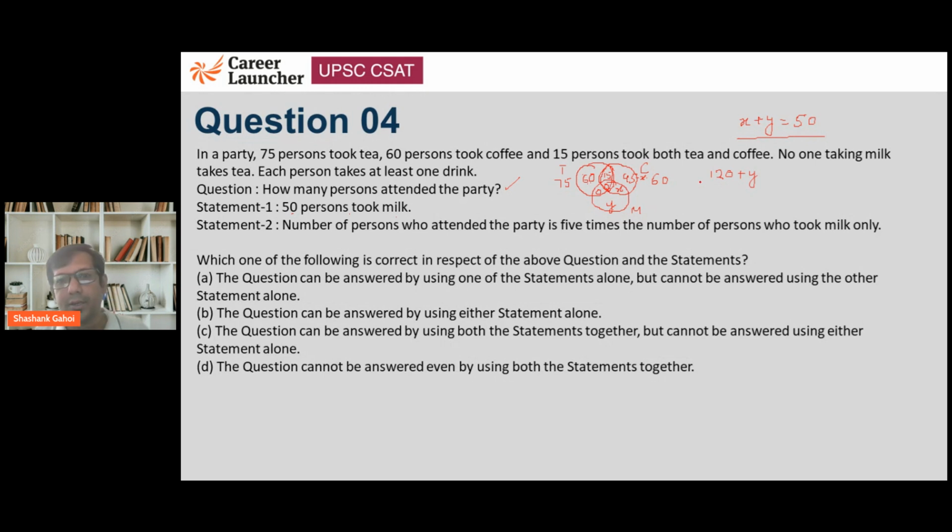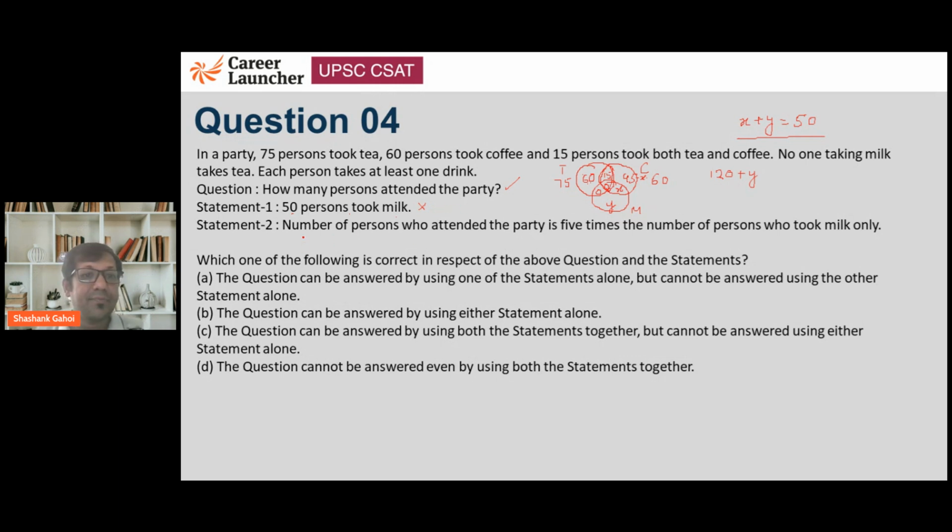Now from here, I don't have any idea what is X, what is Y. There are going to be multiple possibilities. It means this cannot be the answer. By using statement 1, I cannot find the answer. Okay. Now let's move to the second statement.